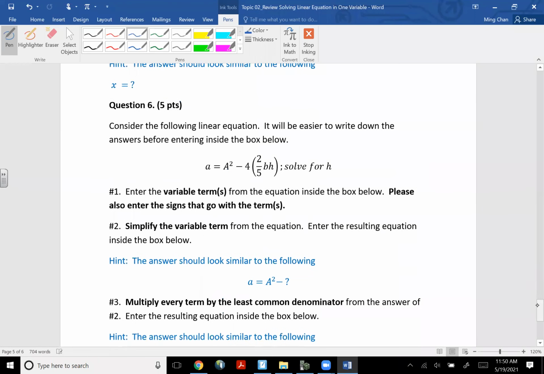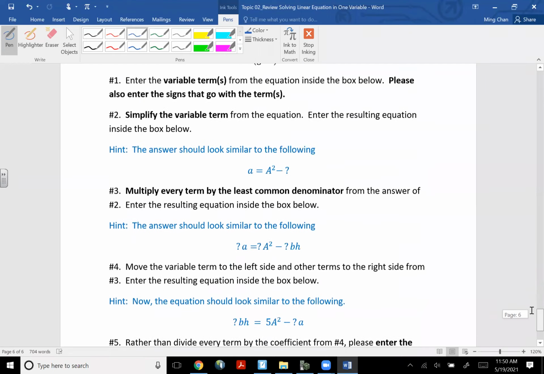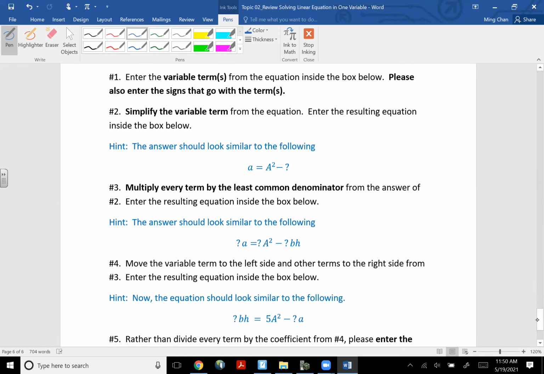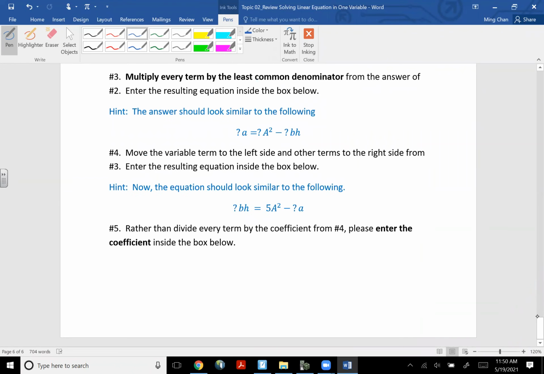Question number 6 is exactly the same problem I just went over, except earlier I solved for b. Here I want you to solve for h. Just follow exactly the same steps as we did earlier, except the last step. Rather than divide every term by the coefficient, I want you to just enter the coefficient itself in the box on the homework. You don't have to divide it all out. You just tell me what the coefficient is. All right, that will be all for topic number 2.